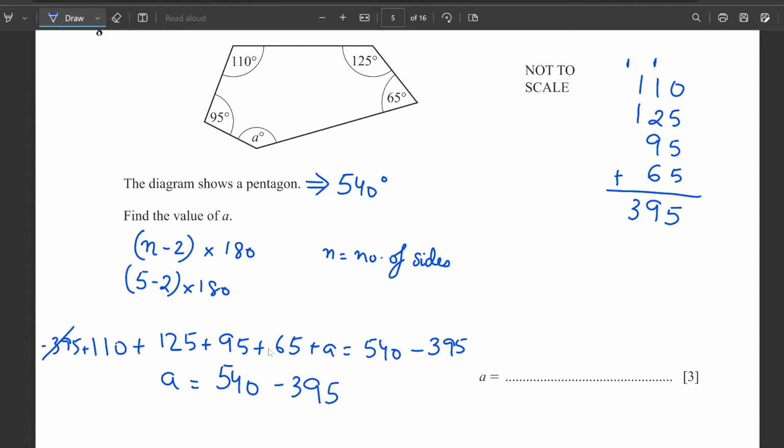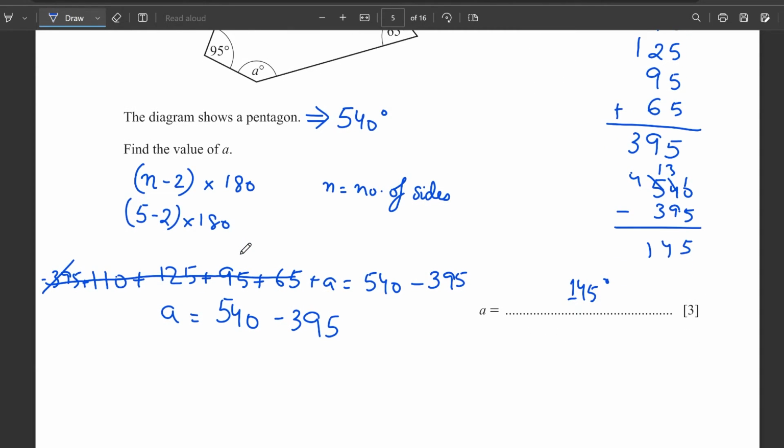So this thing completely cancels out over here. You're left with 540 minus 395. Just quickly go ahead and do that. 145. 145 degrees is your answer. Again, do not forget the unit over here. You're going to mess it up. Just do not forget the unit whatsoever.